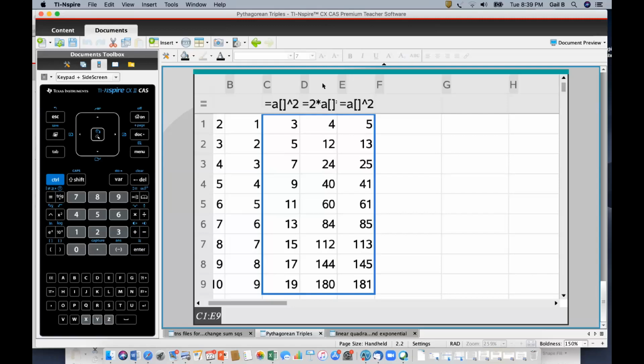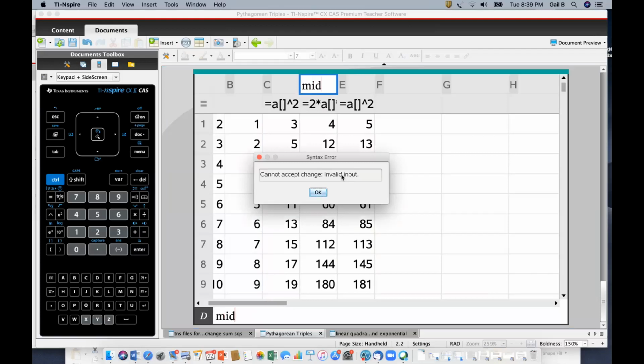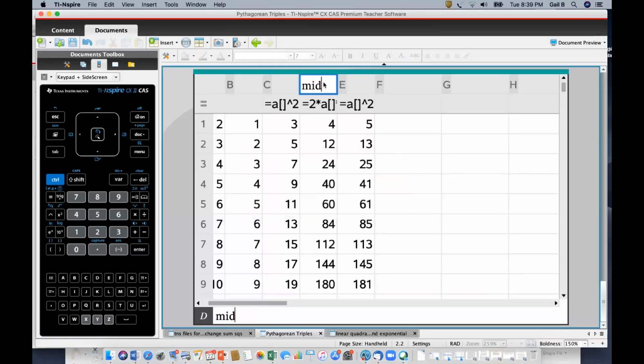I label this column mid, and I go over here. Oh, shoot. Cannot accept change. I just wanted to give it a name. Why can't I give it a name? Okay, so I can't. All right, anything else you guys notice? Appears to be half.